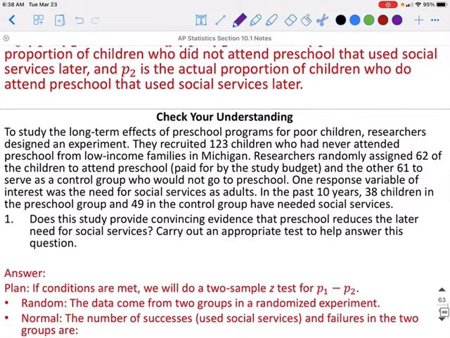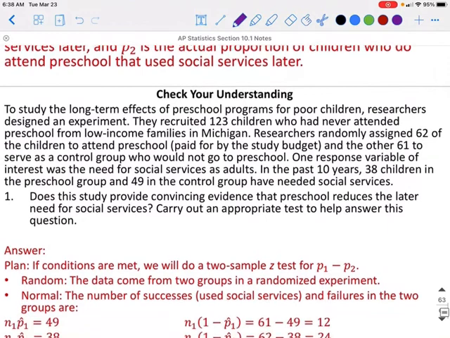So if the conditions are met, we will do a 2-sample z-test for P1 minus P2. Our first condition is random. The data comes from 2 groups in a randomized experiment, so we're good there. Next, we need to check the normal condition, which is the number of successes in this case would be that they used social services, and a failure is that they did not use social services in the 2 groups.